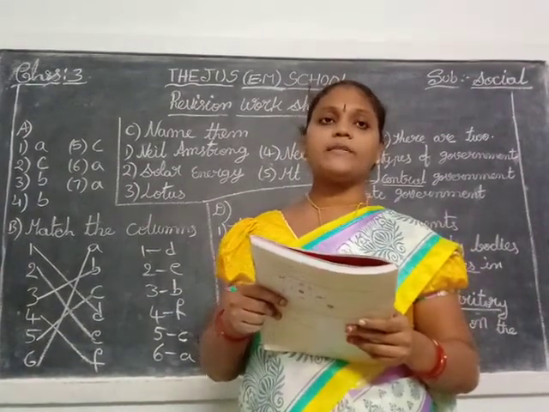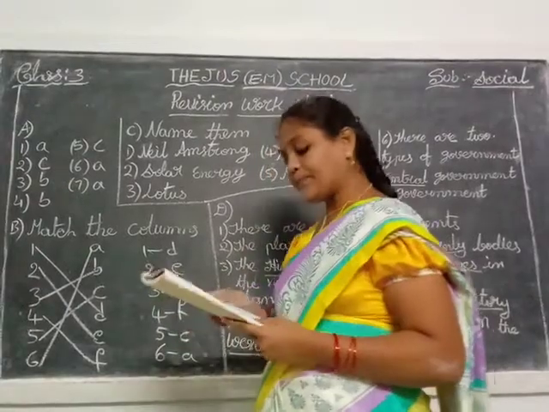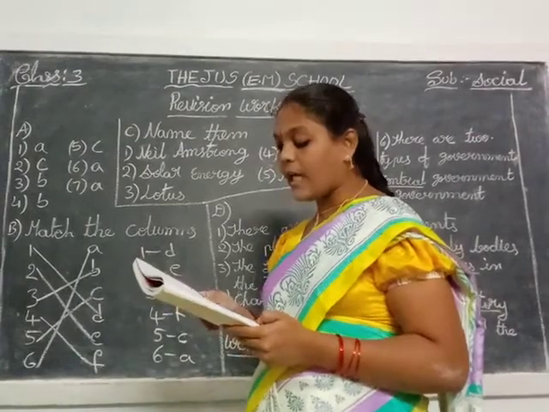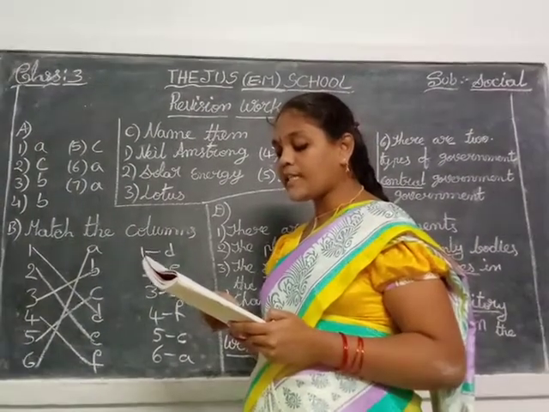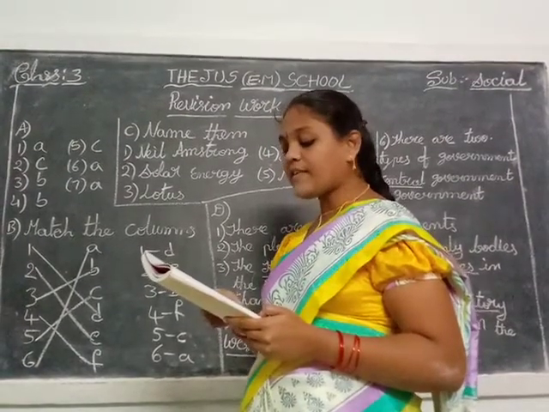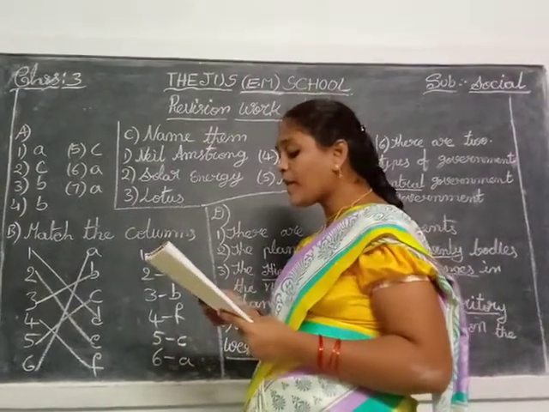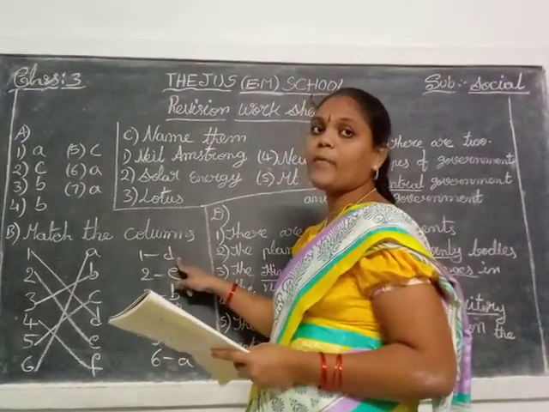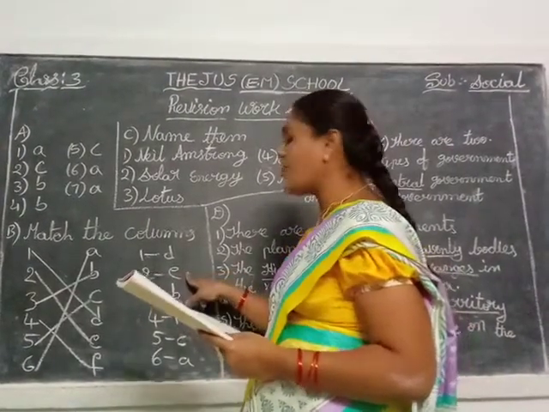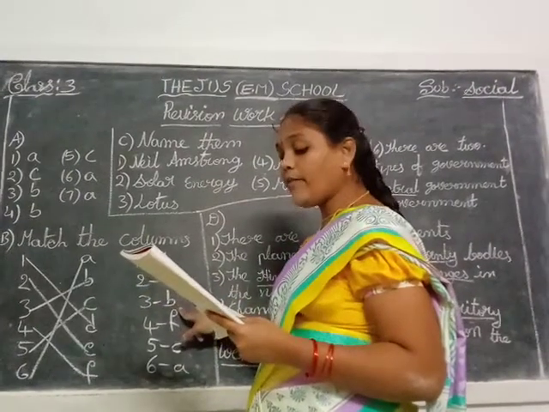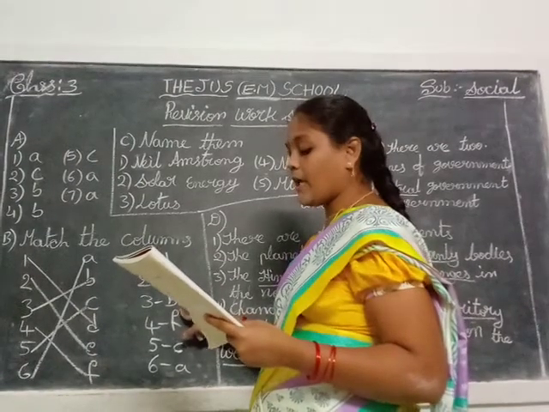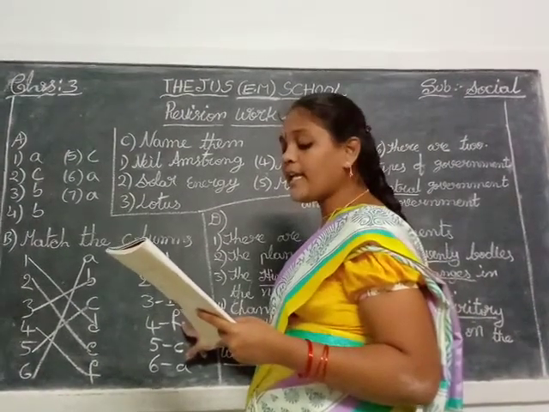Next, match the following. South Africa, stars, Great Bear, Union Territories, 29th, President. And option A is Rashtrapati Bhavan, B is Constellation, C is States, D is Continent, E is Heavenly Bodies, F is 7. So what is the first one? South Africa is continent. Option D, you match that. Second one, stars, heavenly bodies, option E. Third one, Great Bear, constellation, option B. Union Territories, how many?